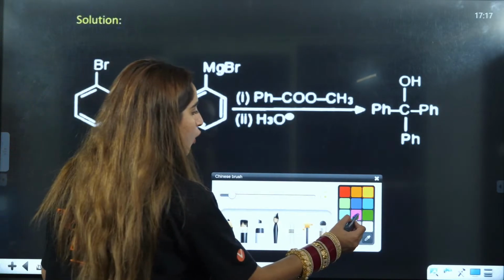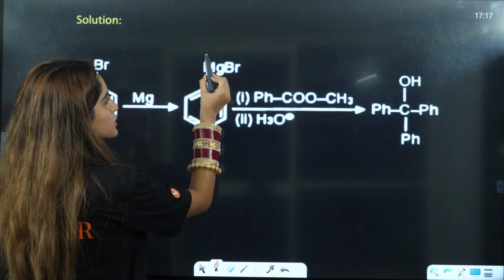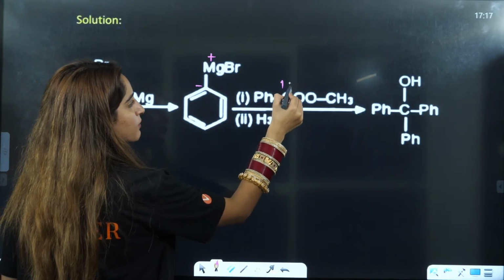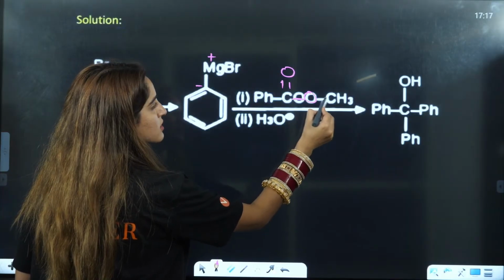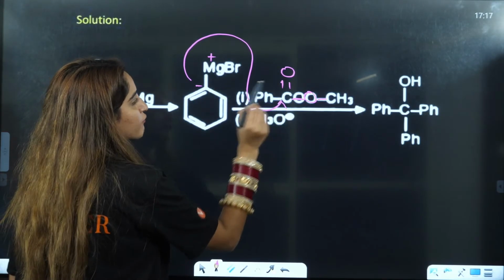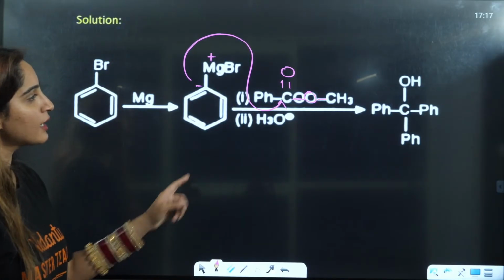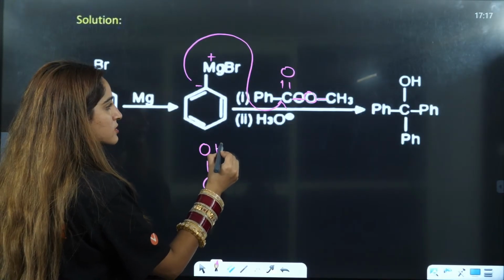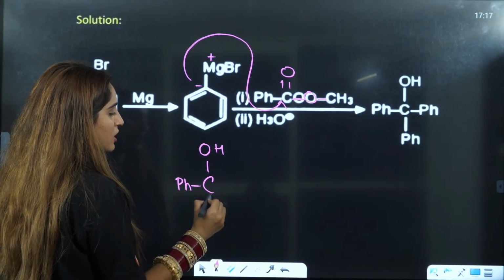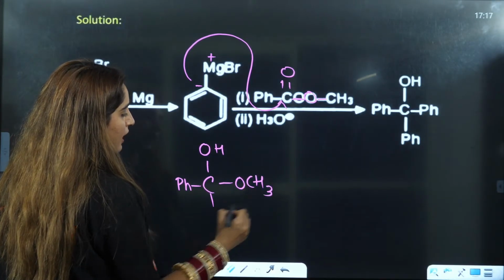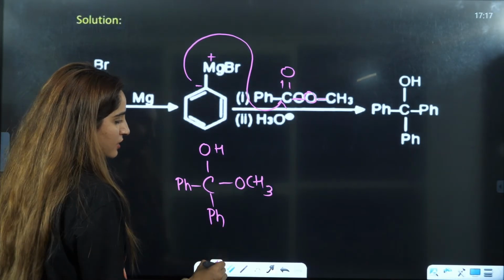The attack of this positive and this negative will attack on this C double bond O. This is O, this is CH3. It is going to attack on this position. One phenyl will be attached here, right? You will have the formation of C. This is O, this is H, this is Ph, this is the OCH3, and this is again Ph, right?